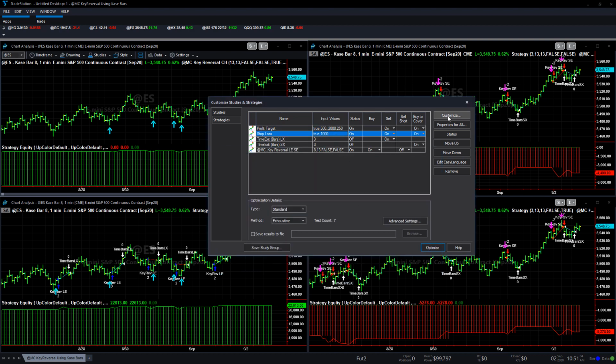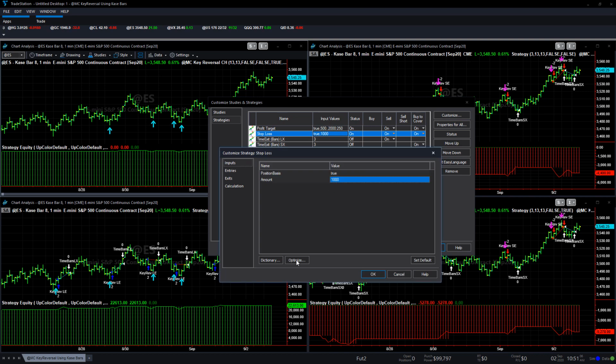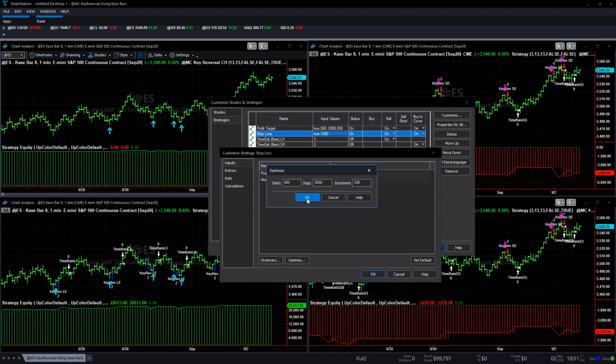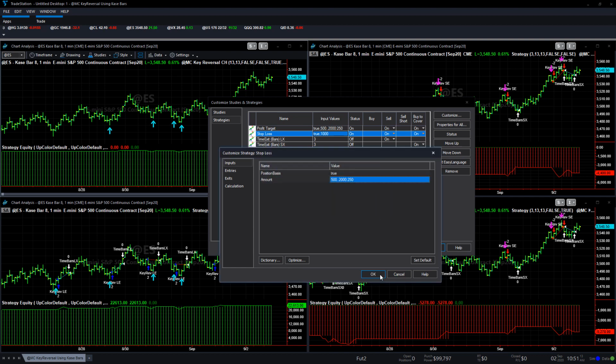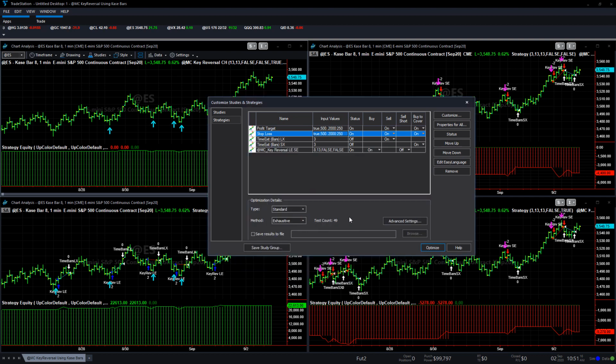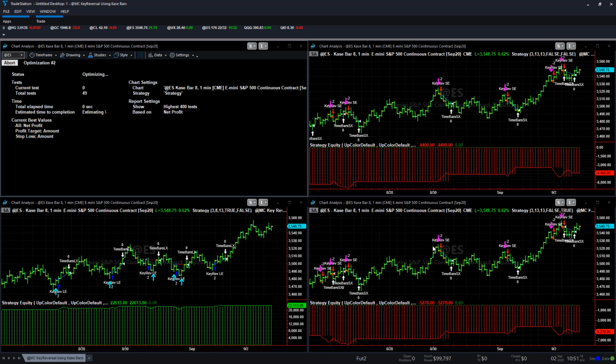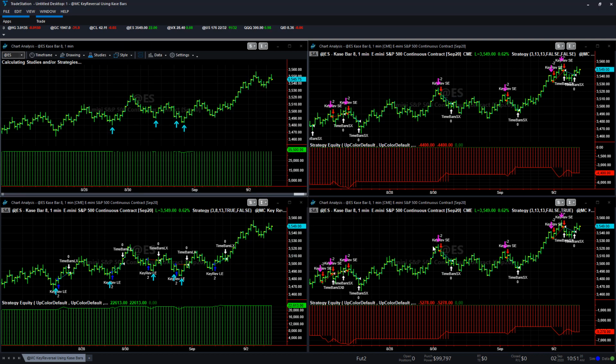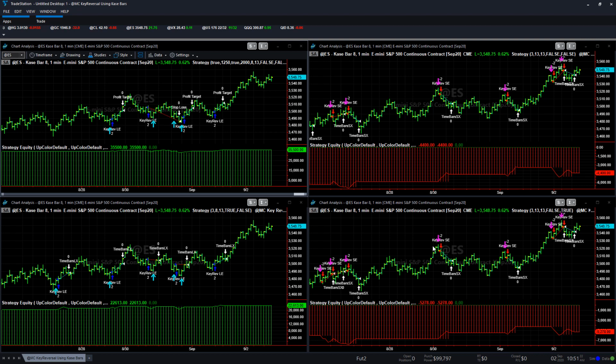We'll go to the stop loss, click Customize. We'll optimize this from $500 to $2,000 again in $250 increments. Click OK. That's 49 tests. That's what we talked about before. We'll optimize that. And you can see how fast that comes back.